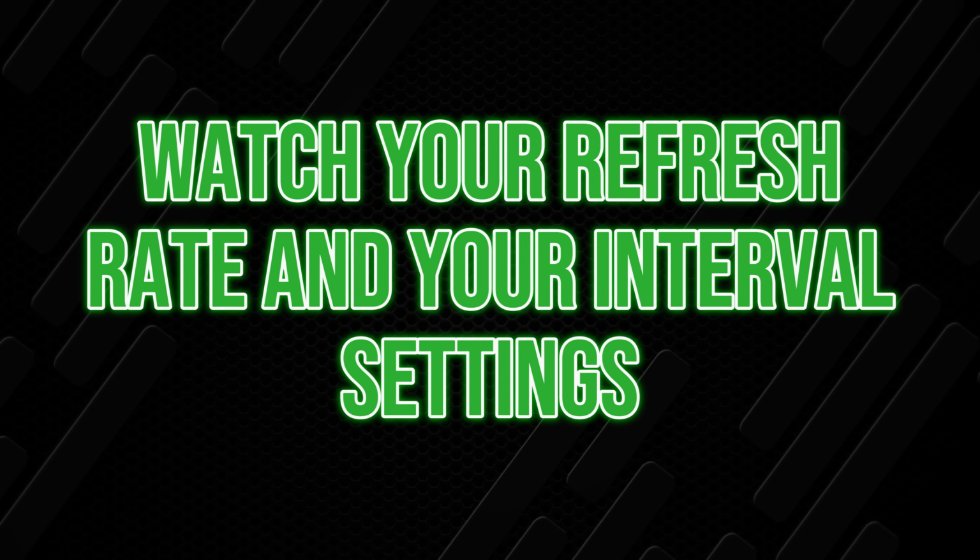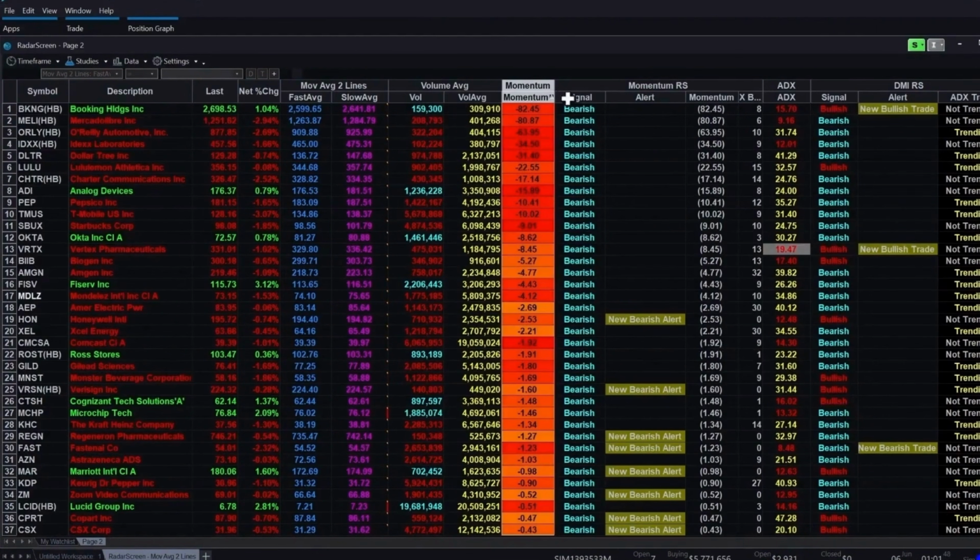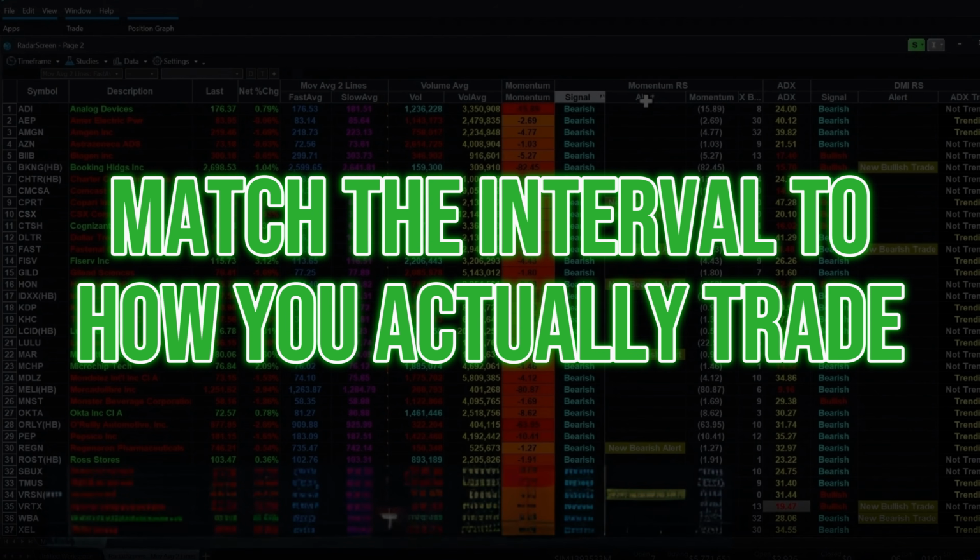Third, watch your refresh rates and your interval settings. A RadarScreen window built on 1-minute bars recalculates far more aggressively than one built on a longer interval. Match the interval to how you actually trade.